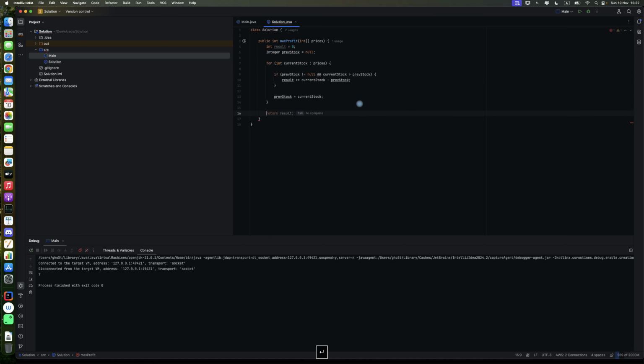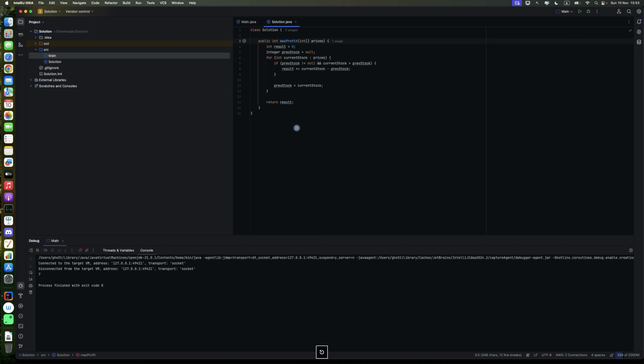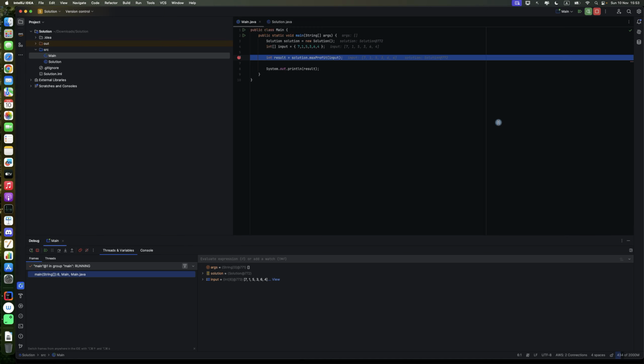So after we iterate the loop, we return the result. It's so simple, but you should get to this line of code. 16 lines of code, right? With the class definition and the method definition.